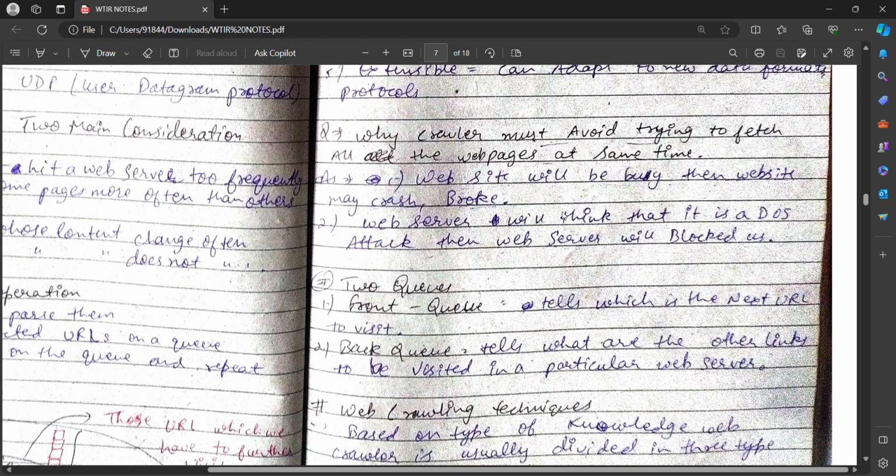The next question is: why must a crawler avoid trying to fetch all the web pages at the same time? We are discussing the crawler fetching web pages and information from the web pages. So the question came: why must a crawler avoid trying to fetch all the web pages at the same time? We will discuss. First, the website will be busy.